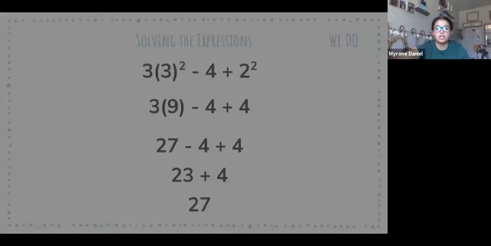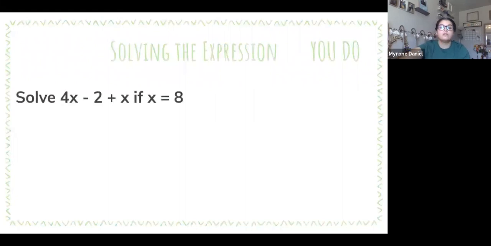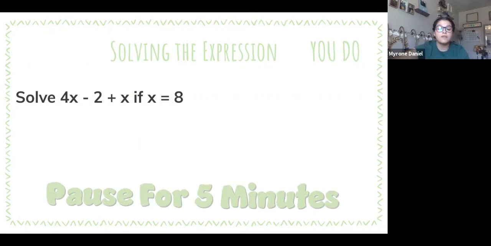So now it's a you-do. Solve 4x minus 2 plus x if x equals 8. So pause the video now for 5 to 10 minutes, and I want you to solve the expression and make sure that you're doing your steps in order. Rewrite your expression, substitute the number that x is supposed to be, 8, for everywhere you see the variable x, and then solve using your order of operations. So pause the video for 5 to 10 minutes.